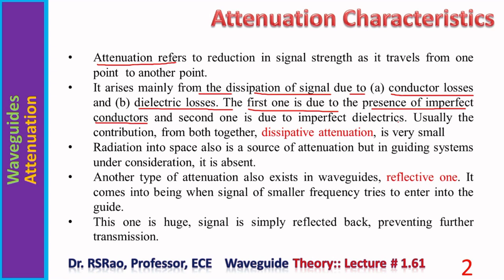Another type of attenuation also exists in waveguides. It is called reflective one. It comes into being when a signal of smaller frequency tries to enter into the guide. This reflective attenuation is huge. The signal is simply reflected back without any further transmission.